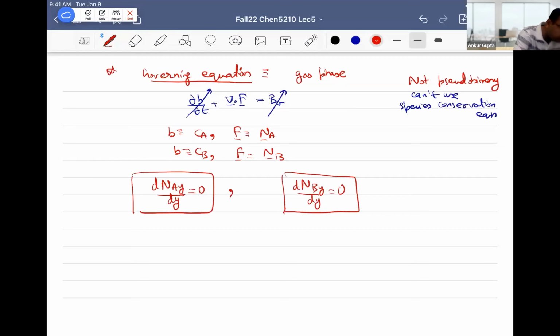The flux is constant. The derivative of the flux is zero. Now, boundary conditions.